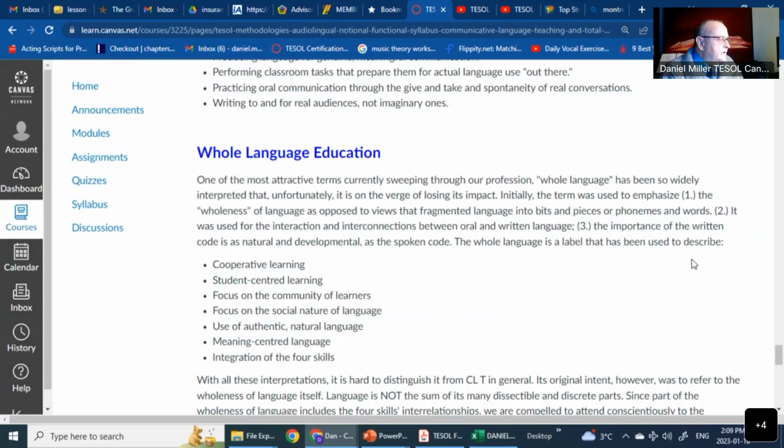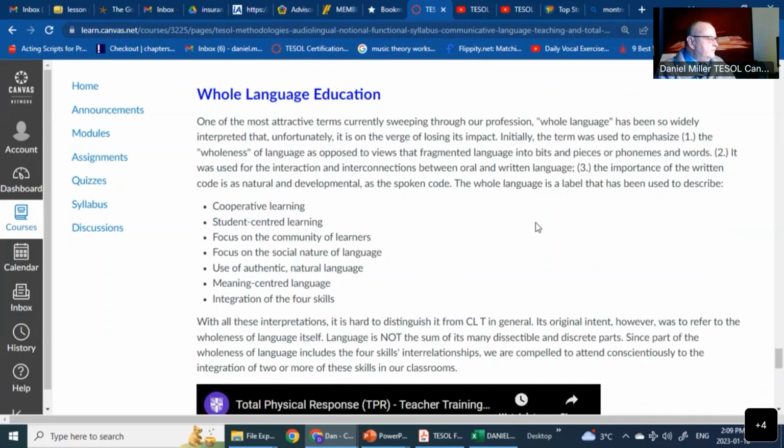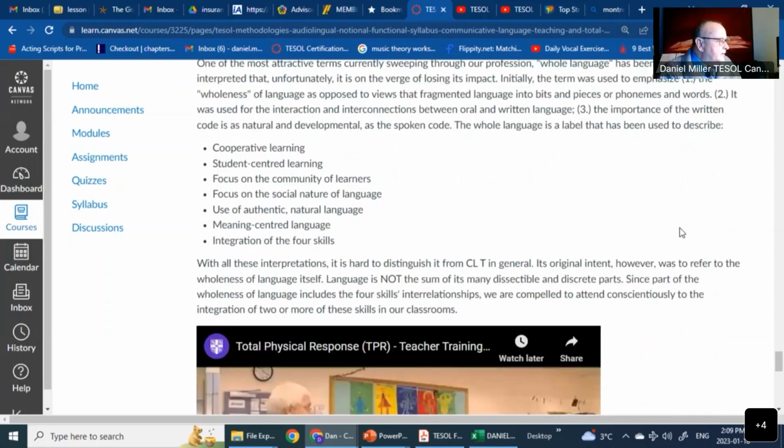The whole language is a label that has been used to describe all of these factors, all of these approaches: cooperative learning, student-centered learning, focus on the community of learners, focus on the social nature of language, the use of authentic natural language, meaning-centered language, and the integration of the four skills. With all these interpretations, it is hard to distinguish it from CLT. In general, its original intent, however, was to refer to the wholeness of language itself. Language is not the sum of its many dissectable and discrete parts, since part of the wholeness of language includes the four skills interrelationships. We are compelled to attend conscientiously to the integration of two or more of these skills in our classrooms.